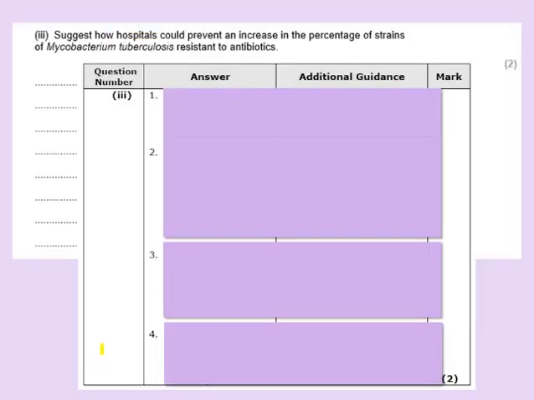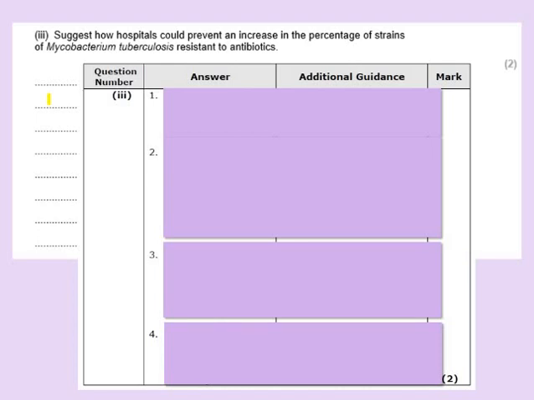Final question. Suggest how hospitals could prevent an increase in the percentage of strains of Mycobacterium tuberculosis resistant to antibiotics. Okay, so this is a slightly different question now. It's not asking us about evolution, and it's not asking us to describe a graph now. So if you stop the video here and try to get your 2 marks, and then now we'll go through.